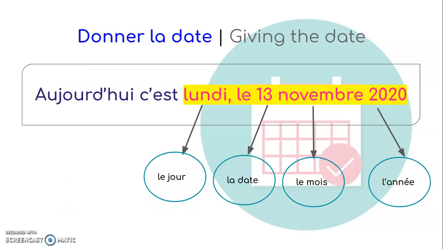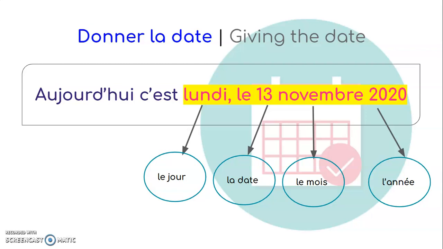Now let's look at an example. Well, a couple of examples really. Here's the first example. We're going to use the first form that we discussed. Aujourd'hui, c'est. Now let's pause for a second. Let's look at the way in which the date is given in French.